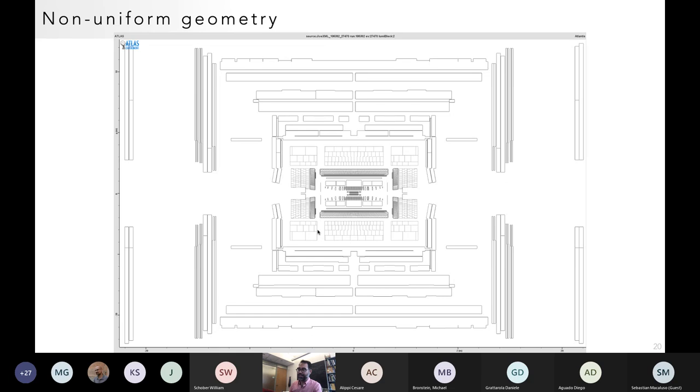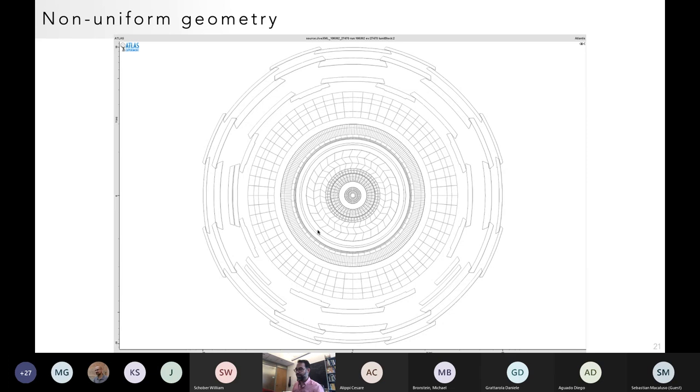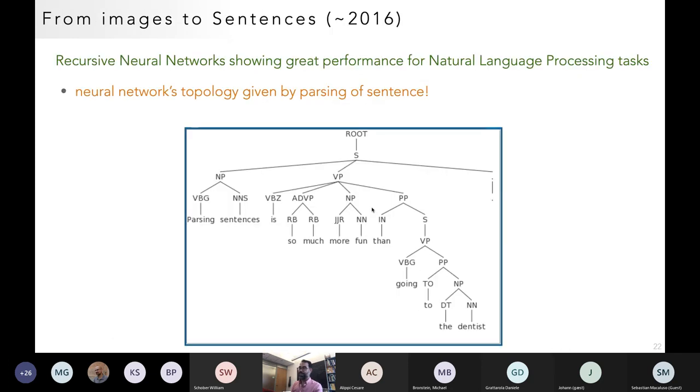Another issue is if you look at the detectors in detail, this is a side view of the detector, and this is looking along the axis. You see, it doesn't really look like pixels. They're not perfect squares. The detectors have an elaborate geometry associated with them. So this pixel-like representation is really not what you want to be working with. You'd like to work with something more intrinsic to the data.